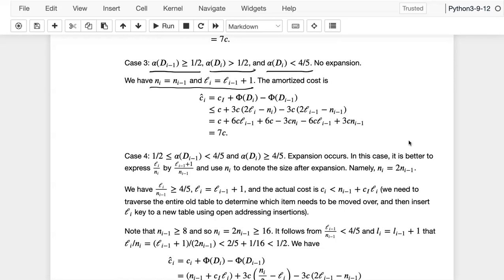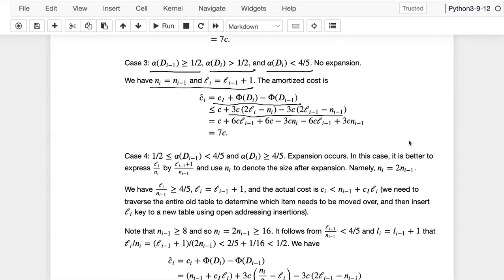Then the amortized cost is the actual cost of inserting this element, which is c sub i, plus the difference between the potentials. Because both load factors are at least 1/2, we use the same form, which is simpler. So we do the calculation.